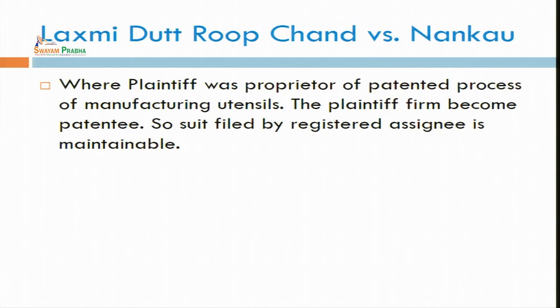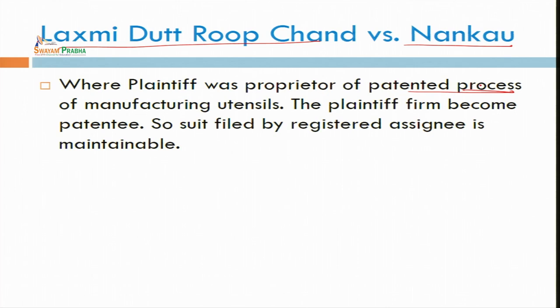Another case we can see is how these infringements take place. In Lakshmi Dutt Roopchand versus Nanco, the plaintiff was the proprietor of a patented process. In earlier cases we talked about patented articles or product patents. Here, someone has patented a process of manufacturing utensils. In that case also you can file a case for infringement if someone uses the same process for making that product. If the defendant makes the same utensil with the same process patented by the plaintiff, then he is liable for injunction or damages.